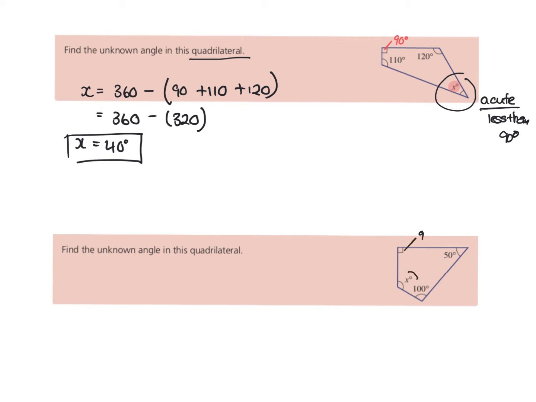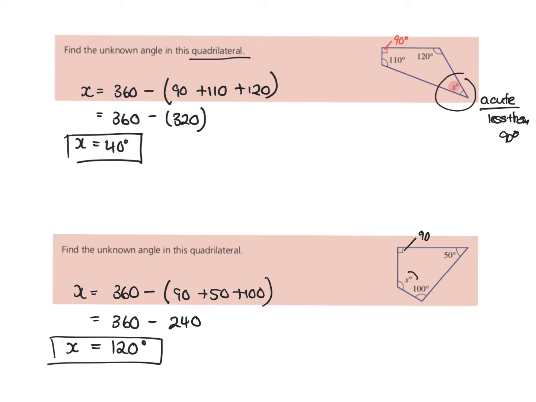We know this one's 90, so we're going to say x equals, they've all got to add up to 360. So if I minus all the other ones, 90 plus 50 plus 100, that adds up to 240, I think. Is that correct? Yeah. And then we get 120. So does that angle over there, 120, look like it's bigger than 90, yes, but less than 180? Yeah, so we're pretty happy with that. It does. In there, that angle looks like it's bigger than 90.